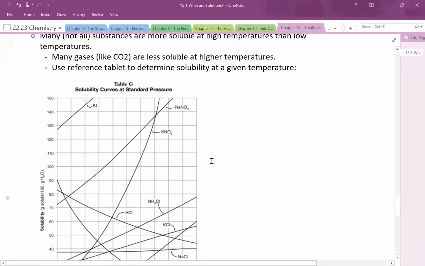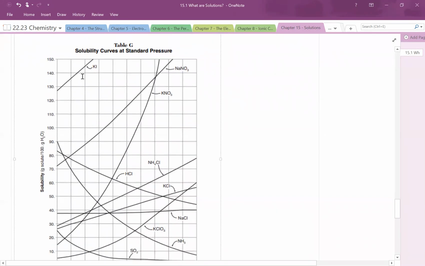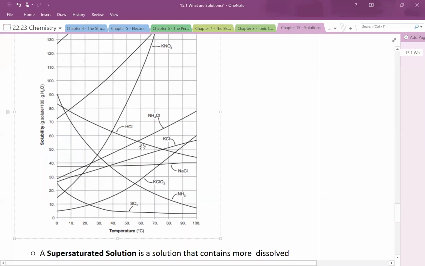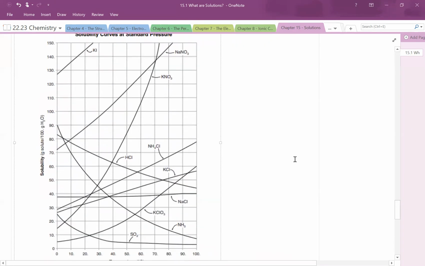Again, the best way you're going to answer questions about this would be to use your reference table to determine the solubility at a given temperature. For example, if I was curious, what is the solubility of ammonium chloride at 70 Celsius? Well, I'd say 70 Celsius, well, here, got ammonium chloride, and I read over and say my solubility is like 62 grams per 100 grams of water, right? So that's how we use this table. Again, this is on your reference table, table G.